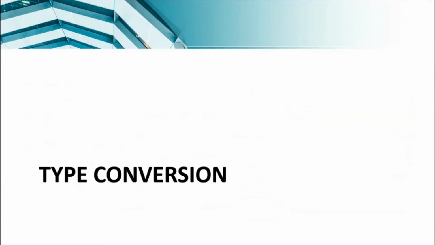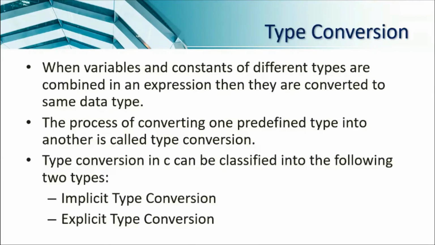Now the next topic in our discussion is type conversion. Type conversion is about what happens during expressions. In an expression, some of the variables may be integers, some others may be double, some others float, etc. In that case, how will the expression be evaluated and what will be the type of the data that is the result of this particular expression? That is what is known as type conversion. So when variables and constants of different data types are combined in an expression, they are converted to the same data type.